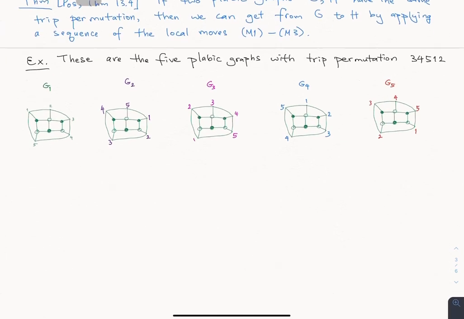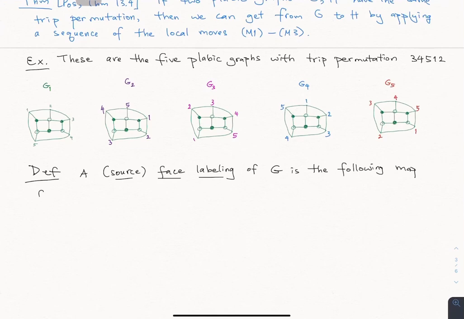And so another definition, a source face labeling of a Plabic graph G is the following map from the faces of G to the set of subsets of the set 1 through n. So here's the map.